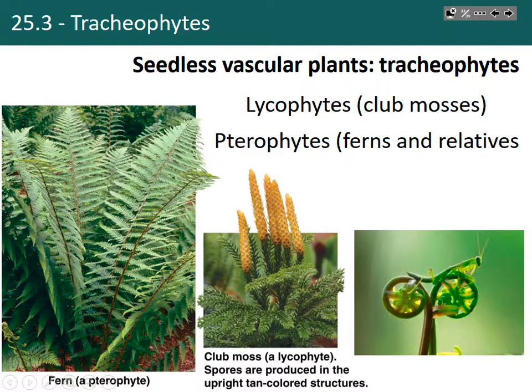And the first group that we'll talk about finishing out this chapter are the seedless vascular plants, the tracheophytes, where we started here. And the tracheophytes include two main groups of organisms, the lycophytes, which are club mosses, and the pterophytes, which are ferns and their relatives. So in the center here is a club moss, and this club moss is producing spores in this strobilus, this beige colored structure here. We've seen these multiple times already in this class.